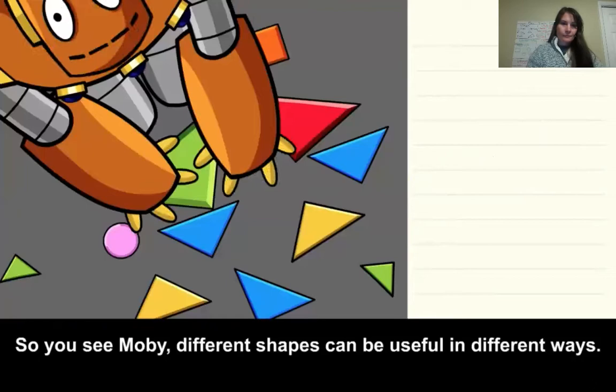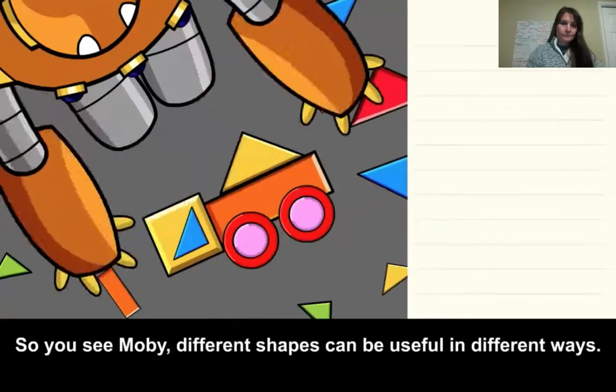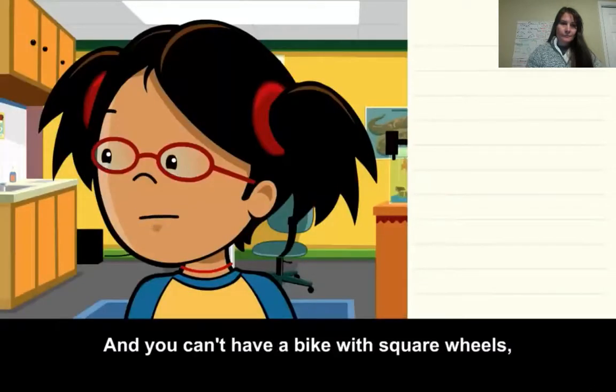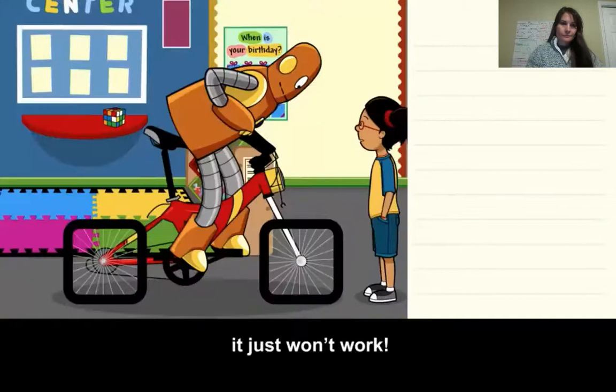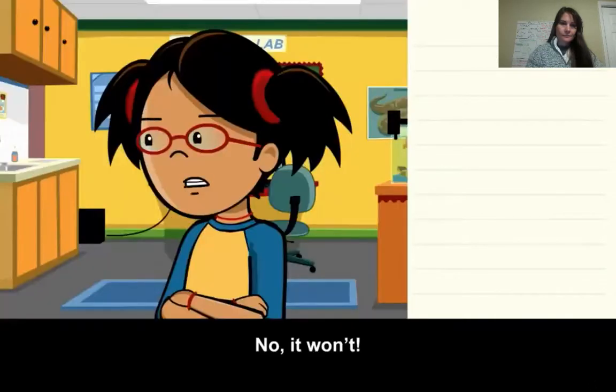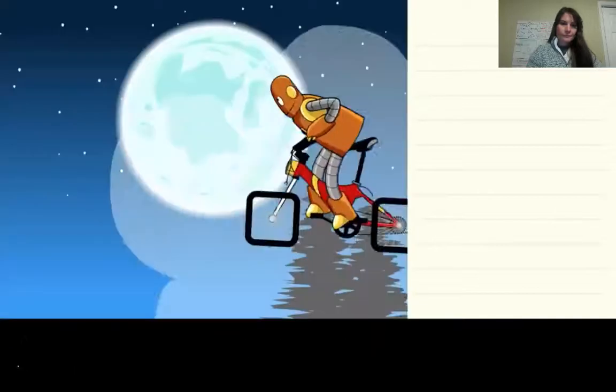So you see, Moby, different shapes can be useful in different ways. And you can't have a bike with square wheels. It just won't work. No, it won't. Hey, that's cheating.